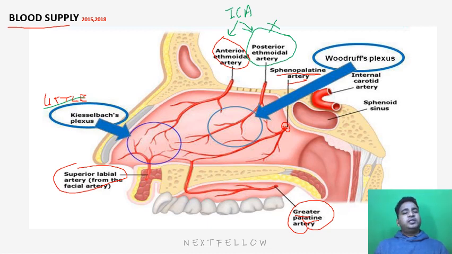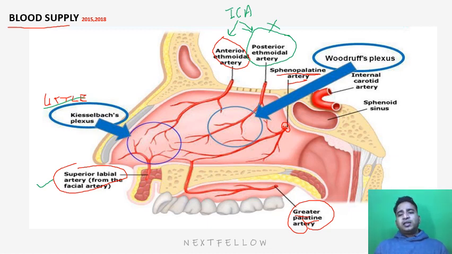So Little's area is supplied mainly by four branches: the anterior ethmoidal artery, then the sphenopalatine artery, then the greater palatine artery, and lastly the superior labial artery, which is a branch of the facial artery. So mainly it has blood supply from the maxillary artery branches, and one part is from the anterior ethmoidal artery, which is a branch of the internal carotid artery.